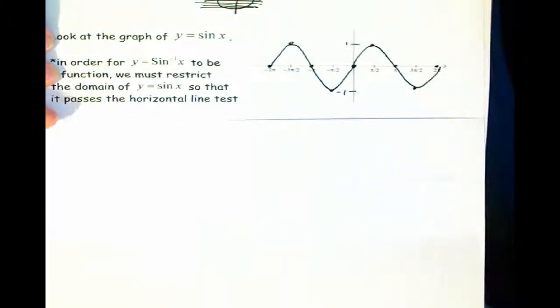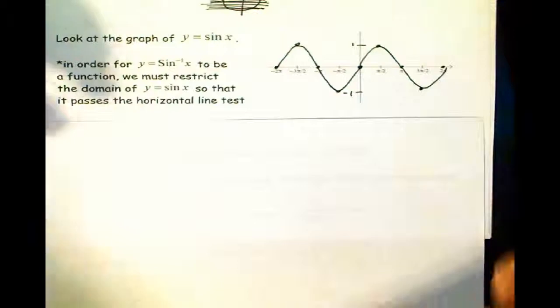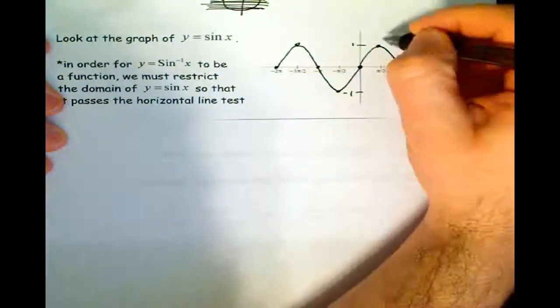Okay, so that is our sine graph, right? And same kind of thing, obviously this is a wave and it does not pass the horizontal line test. So we need to make restrictions. Now we want to make the restrictions as close to the y-axis as possible, just for simplicity. Okay?